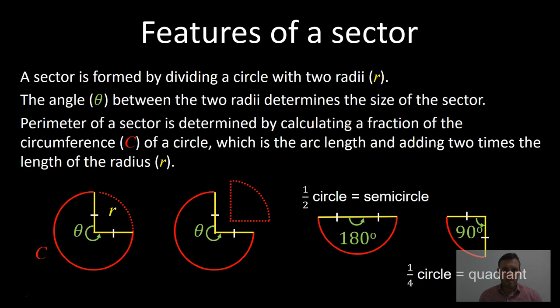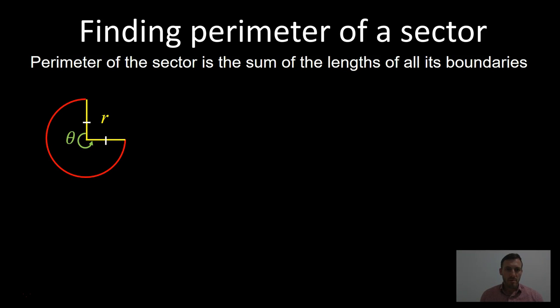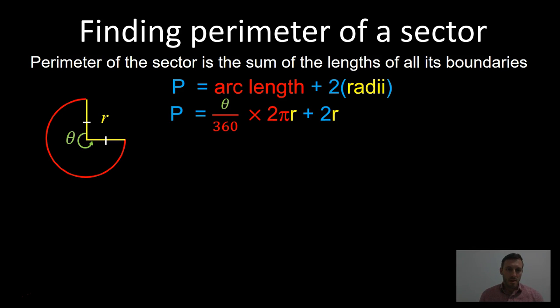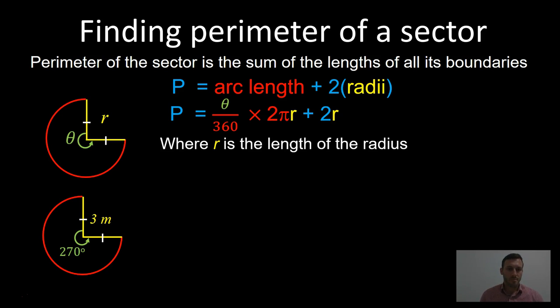We've got 2 special types of sectors here: half a circle, or a semicircle, where the sector angle is 180 degrees, or a quarter of a circle, which we refer to as a quadrant, where the sector angle is 90 degrees. The perimeter of the sector is the sum of the length of all of its boundaries. So we get the arc length plus 2 times the radius. In this case, we've written our formula out with theta, and r is the length of the radius.